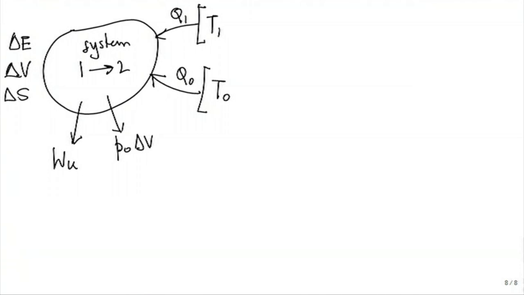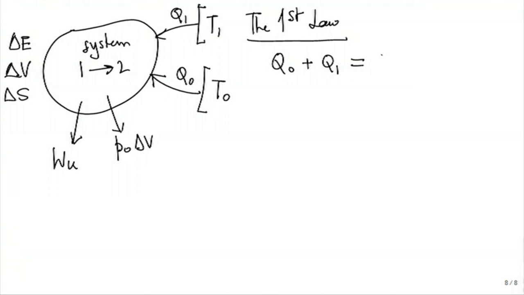Now, before saying anything more, let us apply first law to this system and let us apply second law to this system. If you apply the first law, that will simply say Q equals delta E plus W, and Q is going to be Q naught plus Q1 equals delta E plus W, which is WU plus P naught delta V.